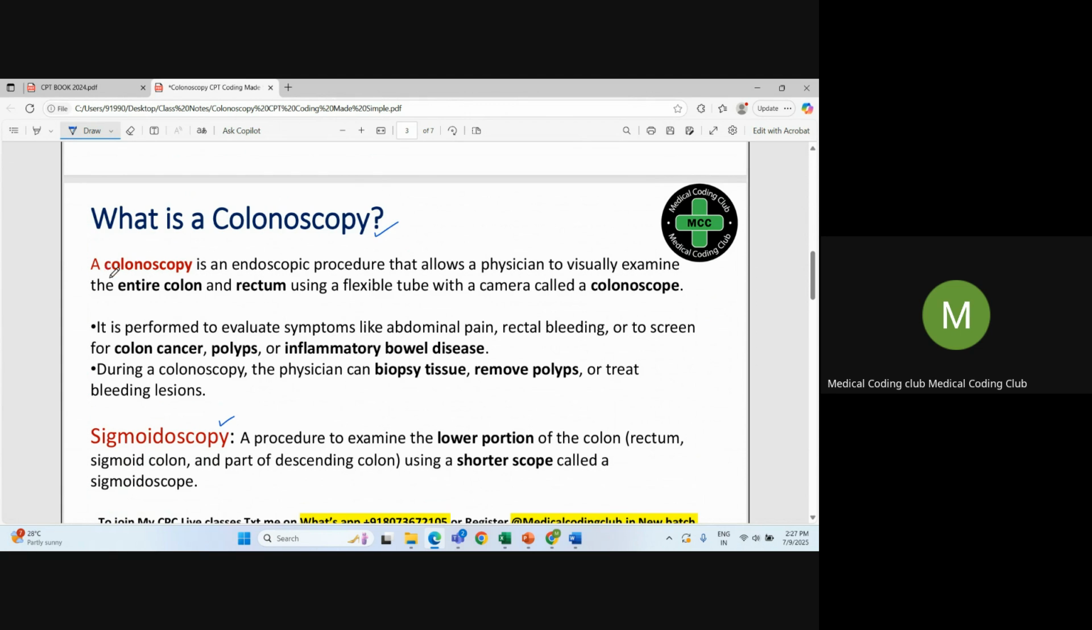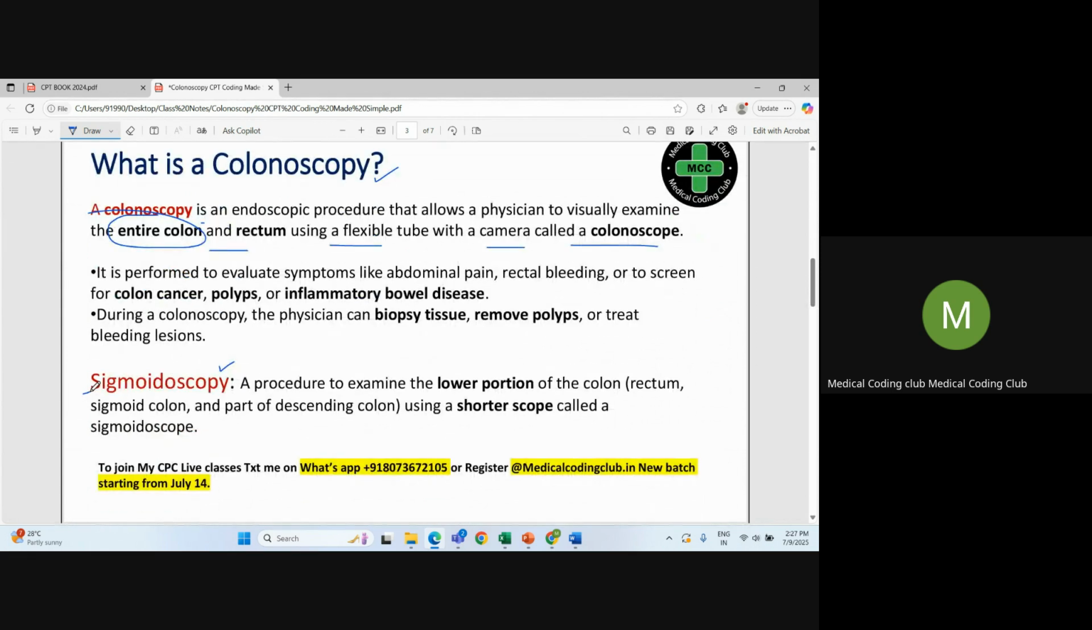So yes, colonoscopy is an endoscopic procedure that allows a physician to visually examine the entire colon and rectum using a flexible tube with a camera called a colonoscope. So in the colonoscopy procedure, the provider can access the entire colon and rectum. That is when we call it colonoscopy.